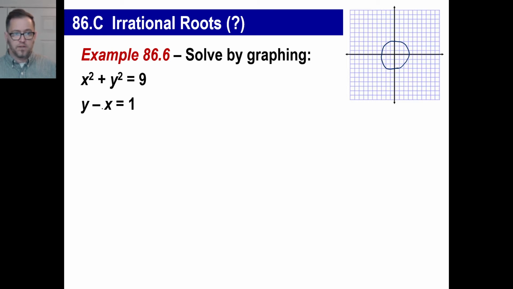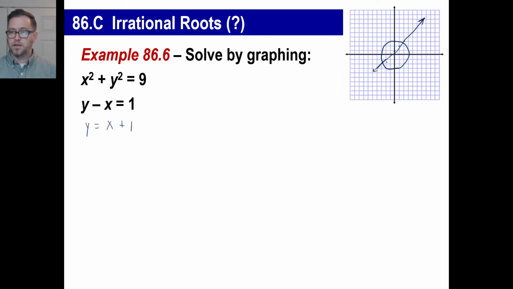y minus x equals 1. Let's go ahead and just rewrite this as y equals x plus 1. And we know how to graph that, right? It starts here. That's our y-intercept, right? Oops, right there. And our slope is 1. So there's 1, there's 1, here's 1. You know, we can just go like this. And that's our, I tried to get an 8.